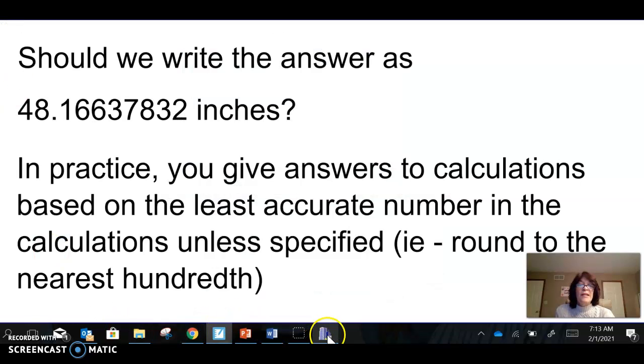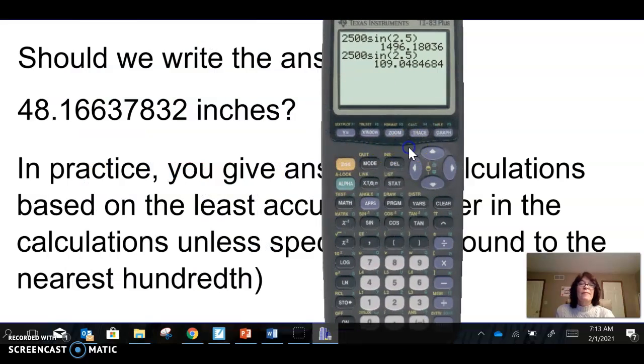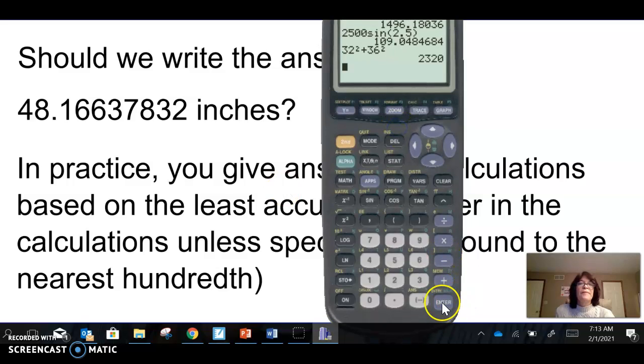Okay. If we take 32 squared plus 36 squared, see what I get, and then take the square root of that. Okay, that's where we got this big long number. You don't go to the store and ask for 48.16637, right? We would just round off probably to a 48-inch TV.